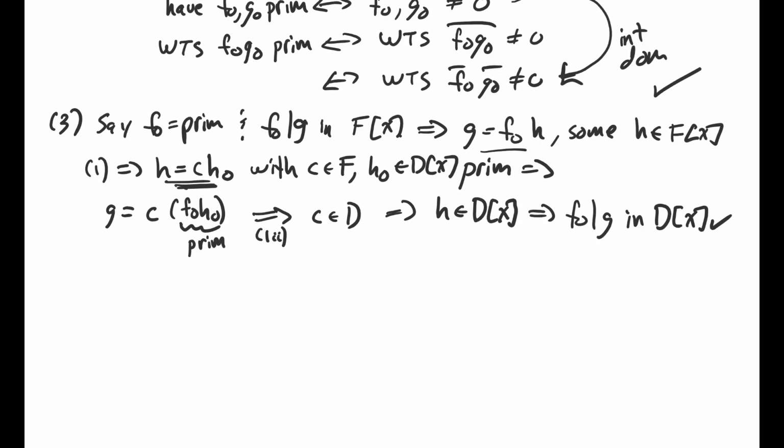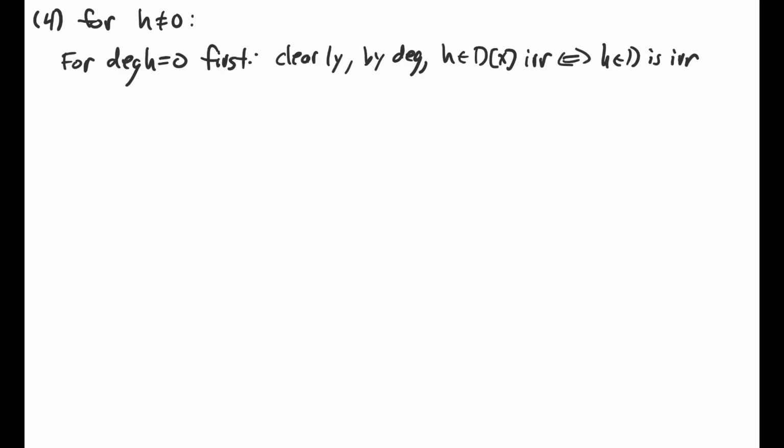All right, so that leaves now only part 4 to do. So let's go ahead and turn there. Here we're relating irreducibility in d of x to detecting it with f of x. Now, we don't have to worry about h being 0, because that can never be in the discussion. So let's look at the degree h equals 0 case first.